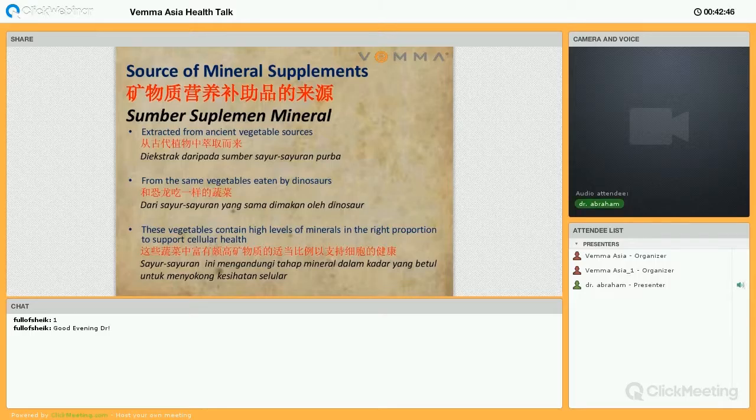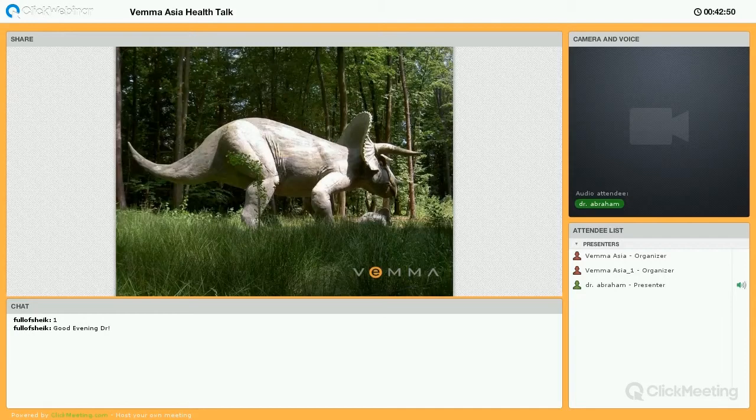If you look at the time of dinosaurs, and I've got a picture here. Now, when we look at dinosaurs, we normally think that they're all flesh eating animals. 98% of all dinosaurs were actually vegetarians. Now, the one shown here is not a vegetarian, but the big ones were.